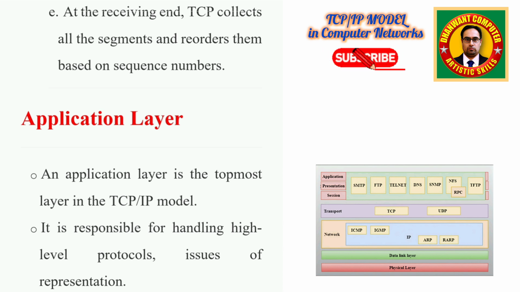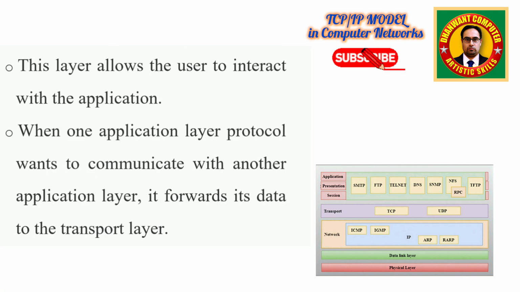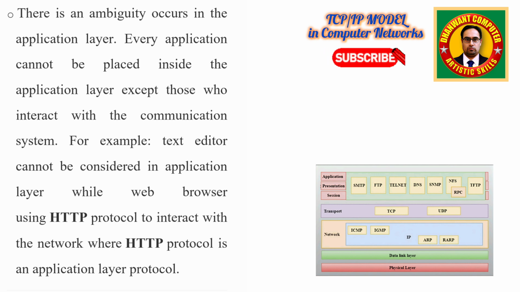Application layer. 1. An application layer is the topmost layer in the TCP/IP model. 2. It is responsible for handling high-level protocols, issues of representation. 3. This layer allows the user to interact with the application. 4. When one application layer protocol wants to communicate with another application layer, it forwards its data to the transport layer.